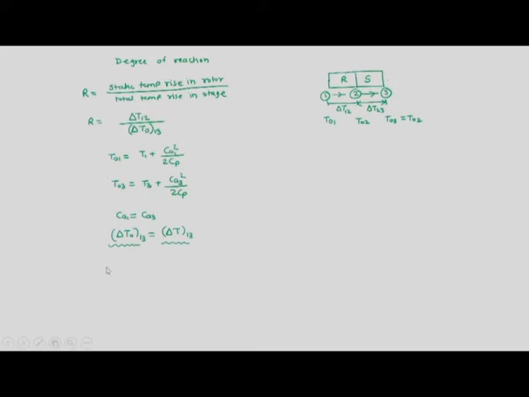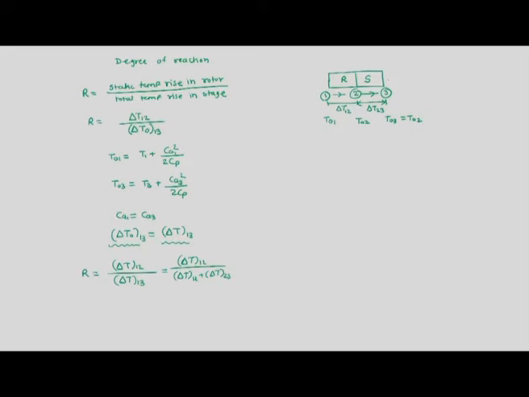So degree of reaction R can again be written as delta T 1 2 divided by delta T 1 3. So we will have delta T 1 2 divided by delta T 1 2 plus delta T 2 3. So this would be the formula for the degree of reaction.